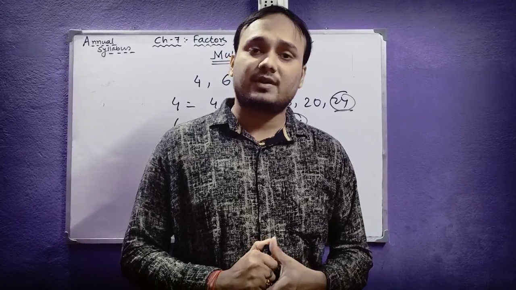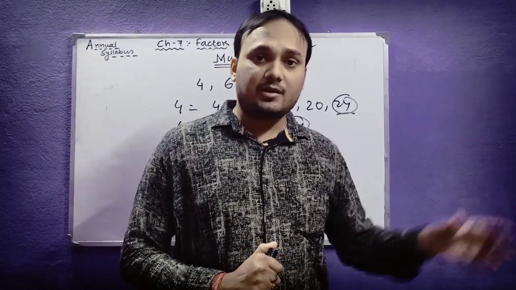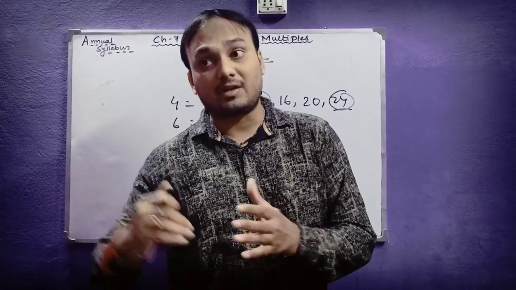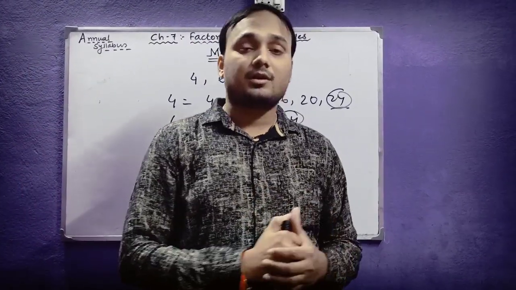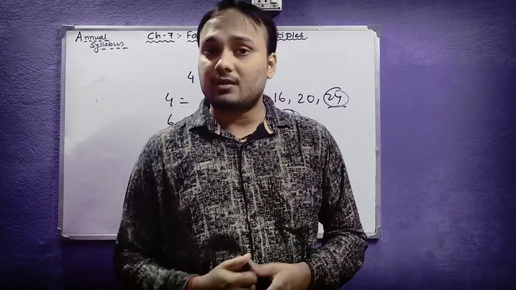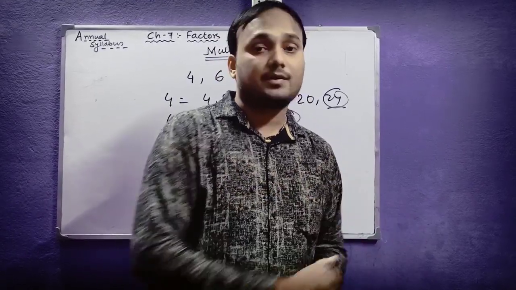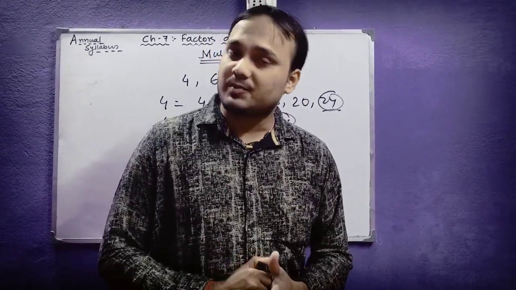More differences are that factors are the numbers that divide the main number. Multiples are always a multiplied number of the given number. Multiples are obtained by multiplying the given number with the counting numbers. Factors are obtained by finding the numbers which are divisible by the given number. So these are the basic differences between the two.